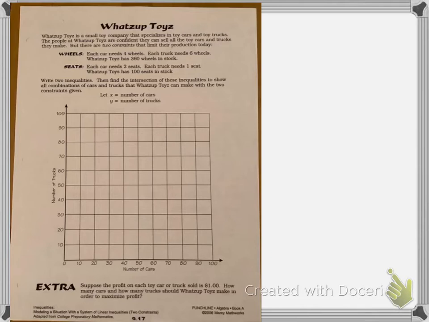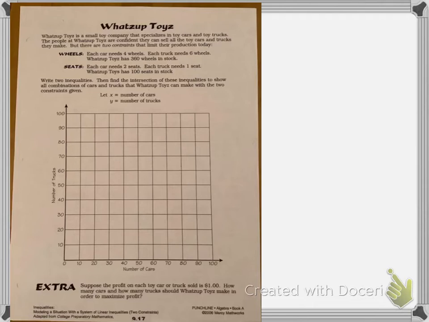It says, What's Up Toys is a small toy company that specializes in toy cars and toy trucks. The people at What's Up Toys are confident they can sell all the toy cars and trucks they make. But there are two constraints that limit their production today. Wheels and seats. Those are your two constraints. All right, so it says each car needs 4 wheels and each truck needs 6 wheels. So x is for cars, y is for trucks.